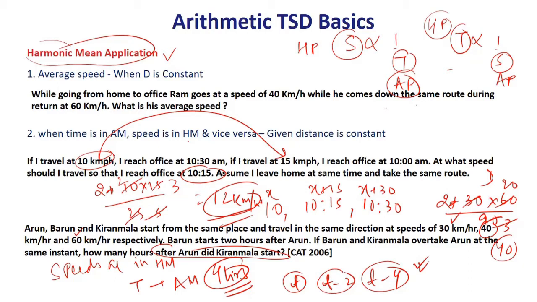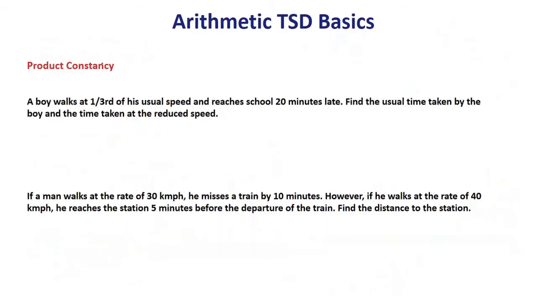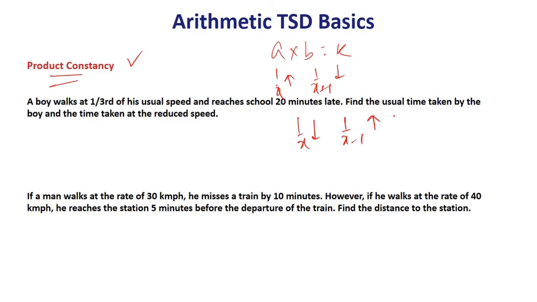Let's move forward and see a few more applications. Another important aspect is product constancy. It is very, very important. So just revise it here and solve a few questions. What does product constancy say? Whenever you have two variables multiplied to give a constant, if one of the variables increases by 1 by x, the other reduces by 1 by x plus 1. And if one variable reduces by 1 by x, the other increases by 1 by x minus 1.